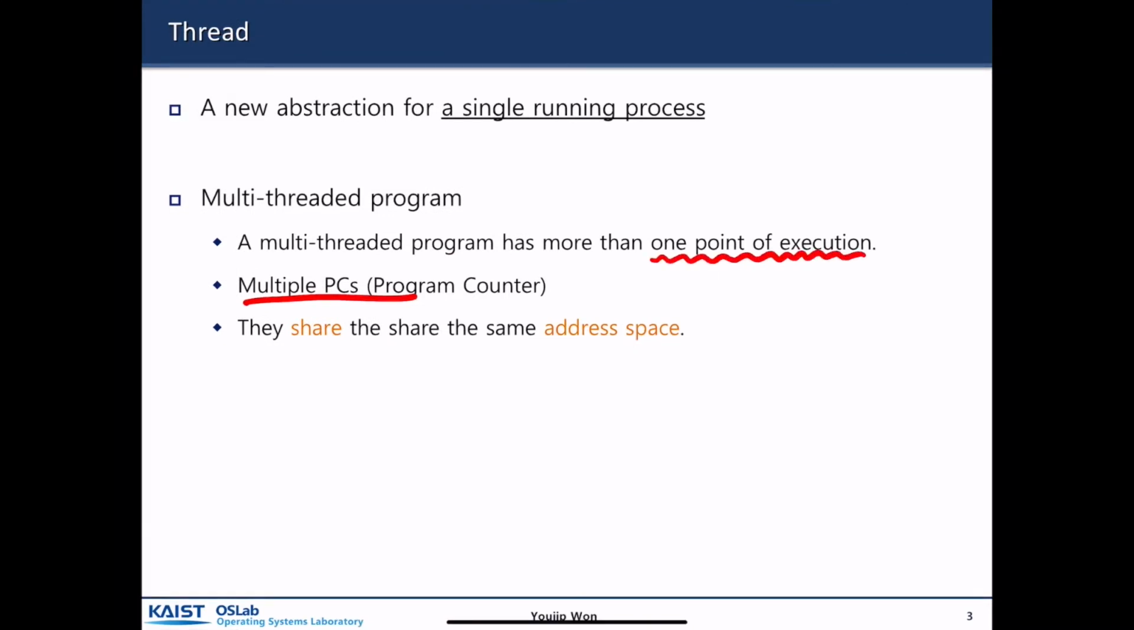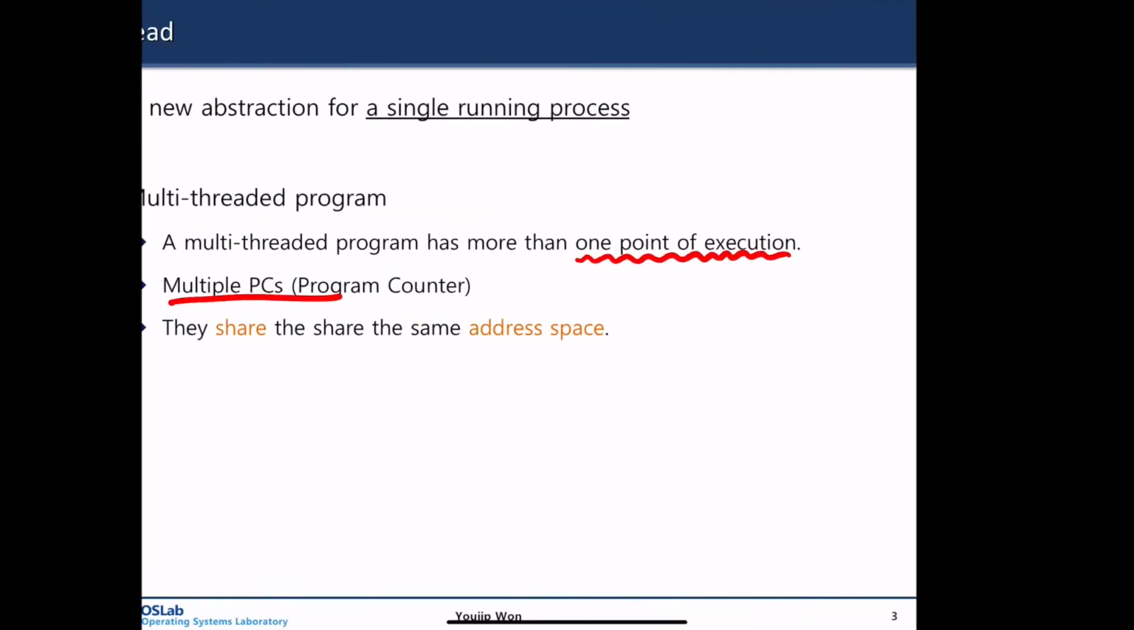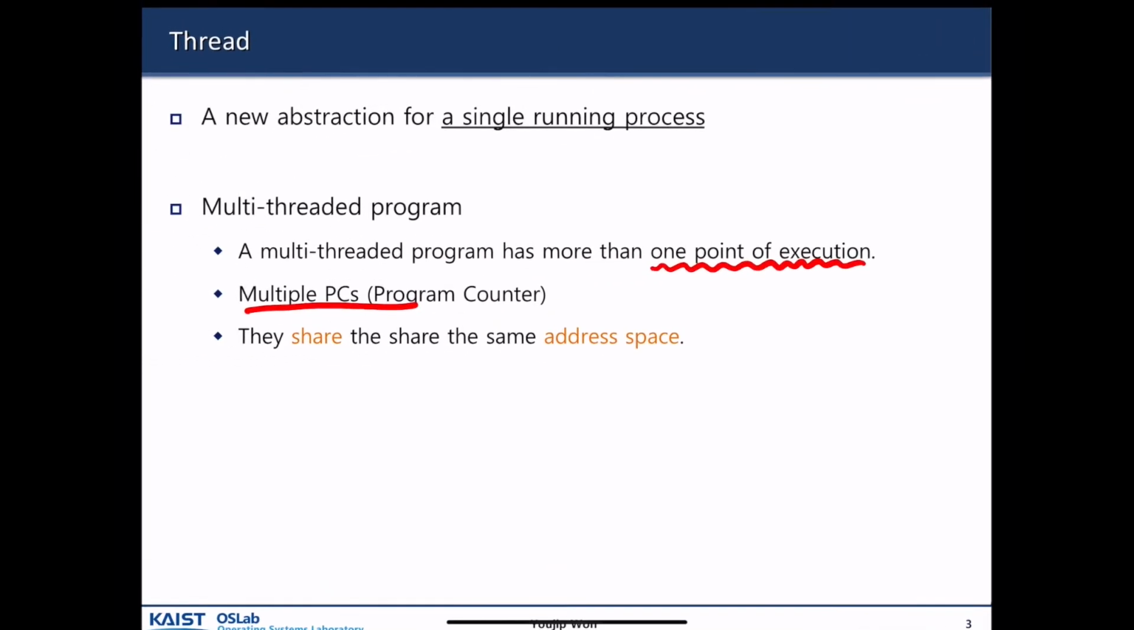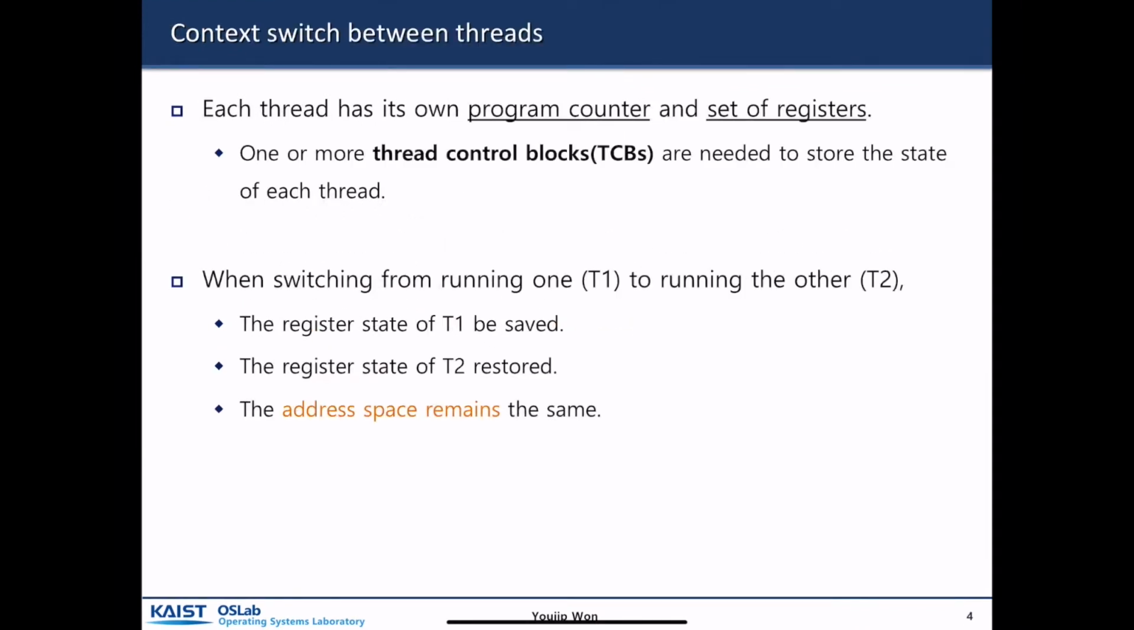So it means that a single process or single program can have multiple program counters. And the threads in a program share the same address space. As we switch context between processes, we also switch context between threads. Each thread has its own program counter and a set of registers. And one or more thread control blocks are needed to store the state of each thread.